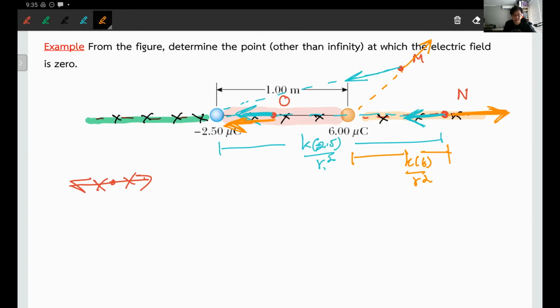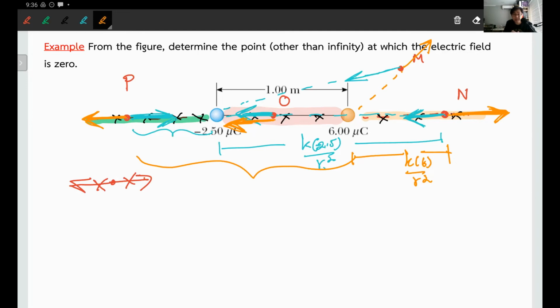Now, you are left with just the last choice. It's probably somewhere around here. Is it possible? When you look at this one, you say, okay, electric field from the blue charge will point towards it because it's negative. And the electric field from the orange charge will point away from it. It's going to point to the left. And because the distance from the blue is small and the distance from the orange is big, it might just perfectly compensate for the smaller charge of the blue.